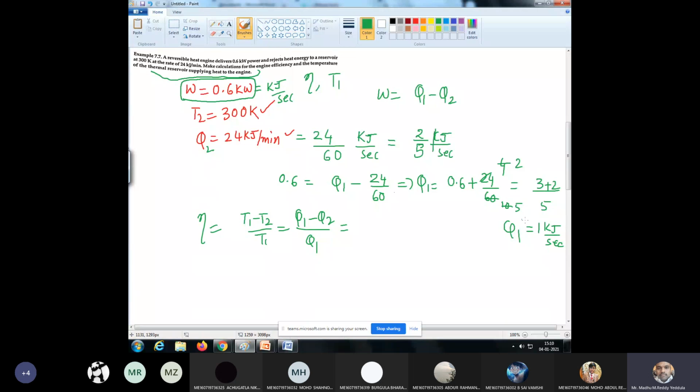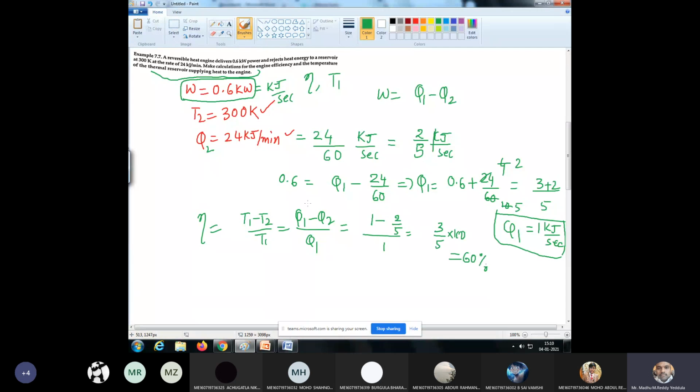Therefore, Q1 also I am getting in terms of kilojoules per second. Therefore, units are balanced. Not only in this subject, in any problematic subject, if you are able to balance the units, half of the problem is over. Now Q1 minus Q2 is 1 minus 2 by 5, divided by 1. That is equal to 3 by 5 into 100. So the efficiency is equal to 60%.